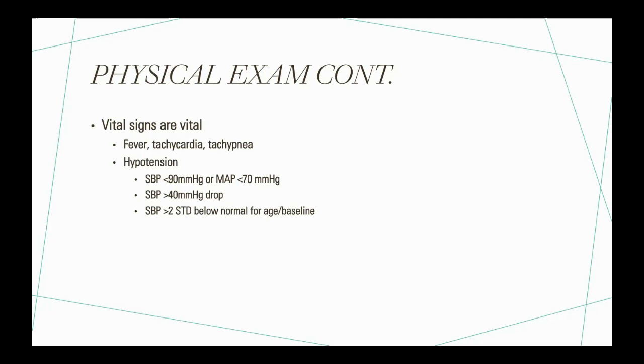We're looking under 90 systolic, mean arterial pressure under 70. And a big thing, we're looking at systolic here mostly. And then over a 40 millimeter drop, or 2 standard deviations below the normal age baselines. Obviously, pediatrics are going to have a lower blood pressure at baseline. Older patients might be higher.